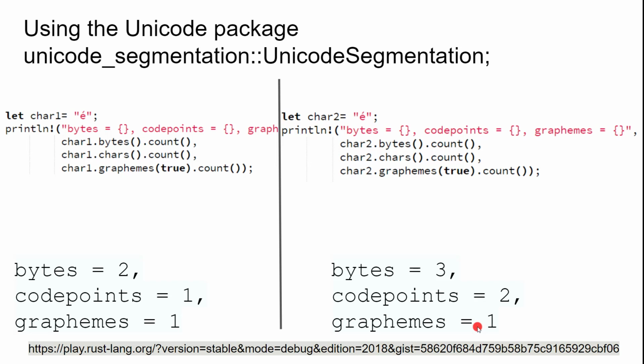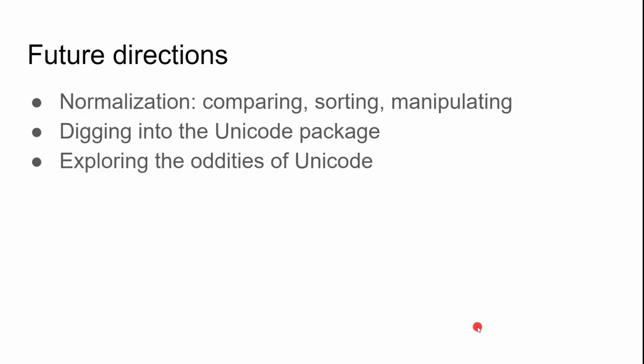Well, this is the end of our tour of Unicode in Rust. It opens up a lot of interesting directions between digging into normalization, how Rust packages can help us, and finally, other Unicode mysteries which result from Unicode keeping its promise.